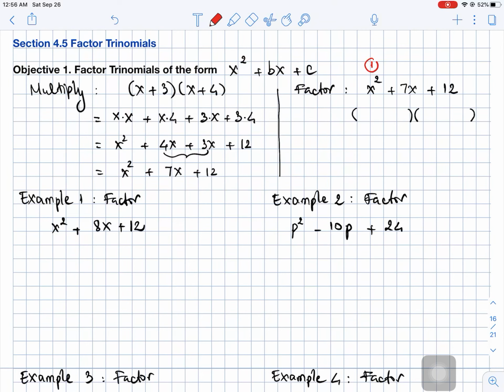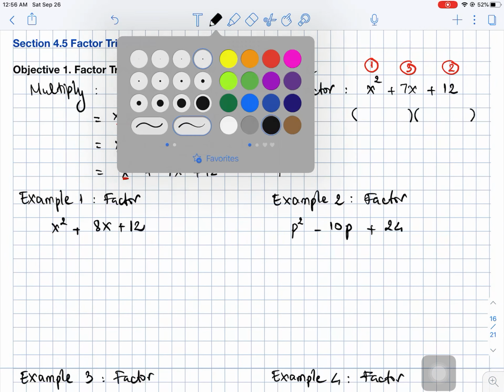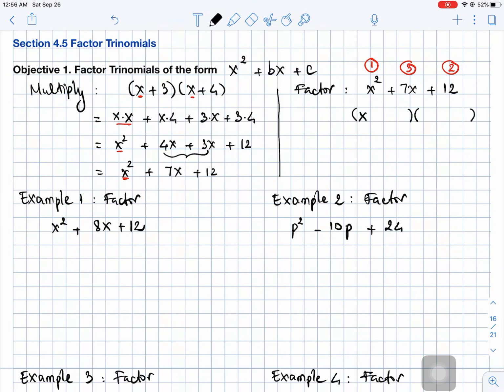So I will begin with the two parentheses, and the steps we need to do are 1, 2, and 3. From step number 1, you look at the x squared. How do we get this x squared? It comes from x times x, and the x's are in the first position of each parenthesis.